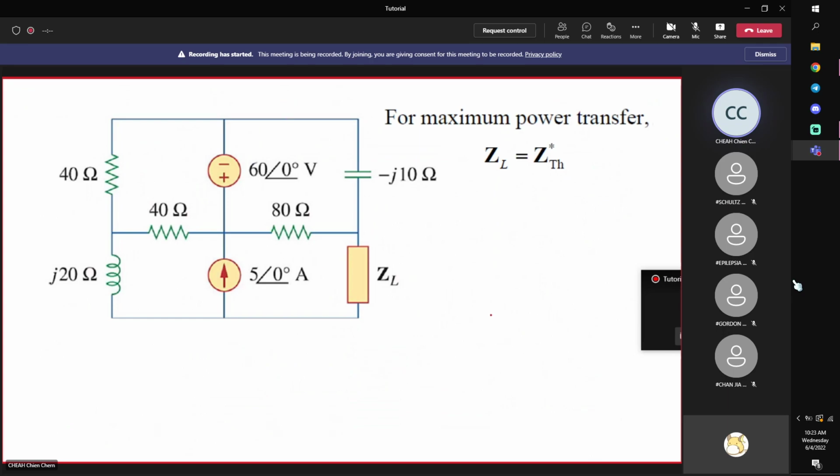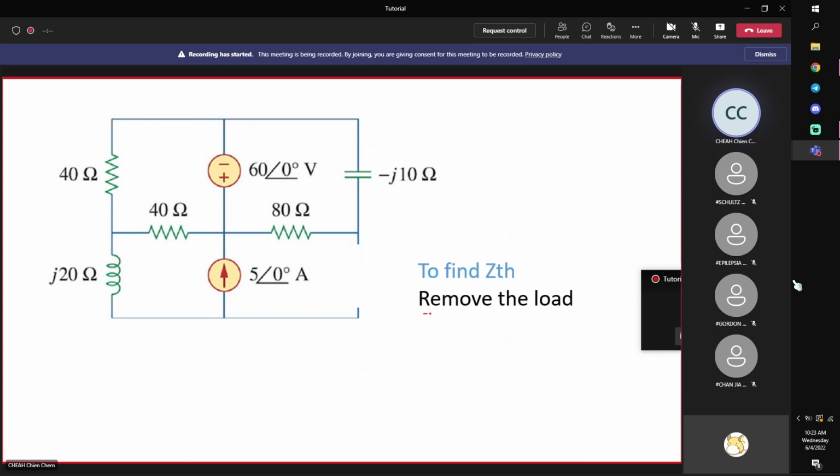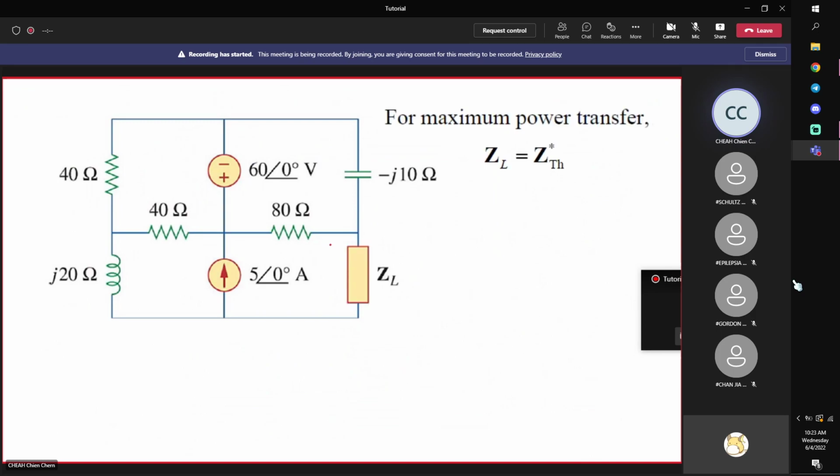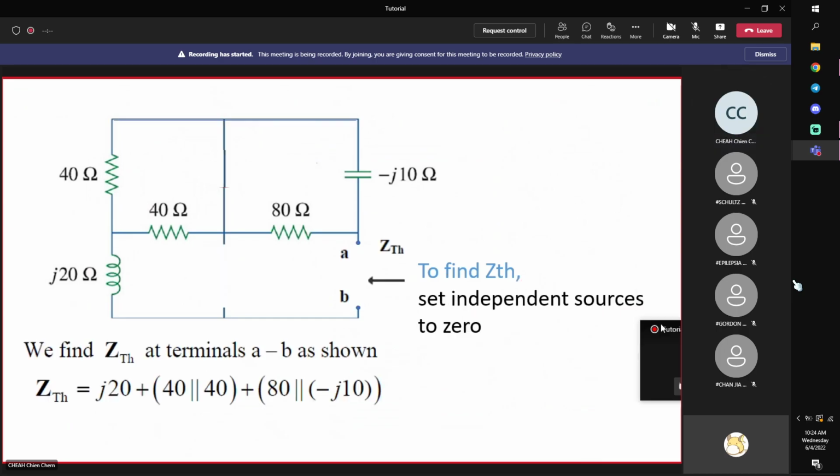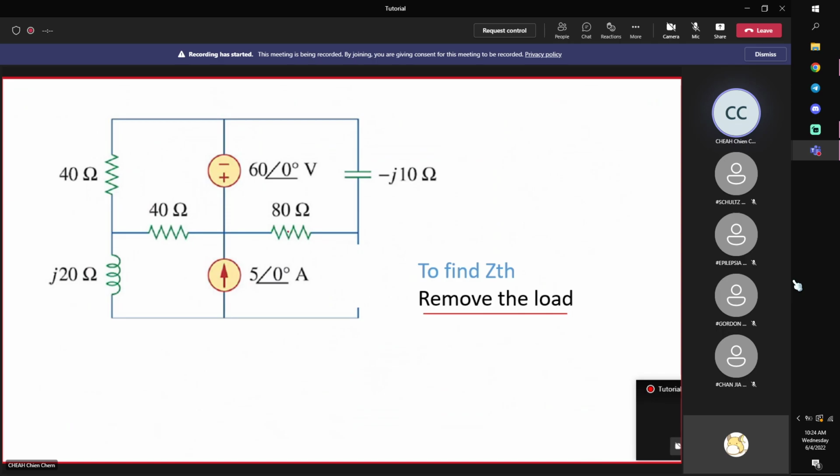To do that, remember, there's a fixed step. First, you remove the load. Always first remove the load. This is the load of interest. You remove the load, there's an open circuit. If you want to find VTH, then you find the voltage across this open terminal. That will be your VTH. But here, no need to find it, so don't waste time. Go straight to find your ZTH. To find ZTH, you have to set the independent sources to 0. Set the independent sources to 0. This is how I remember it.